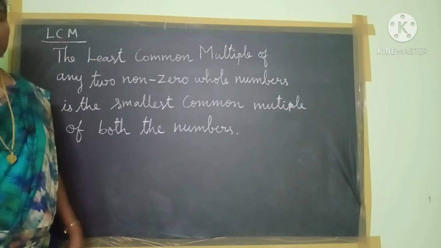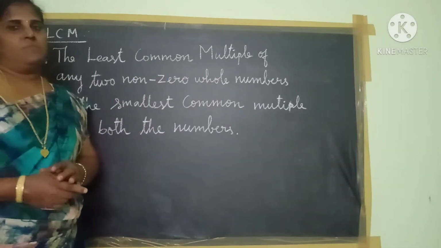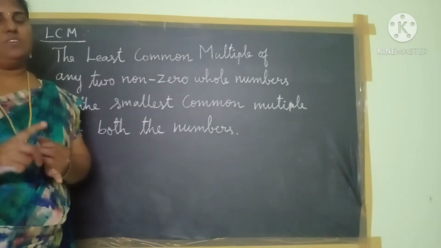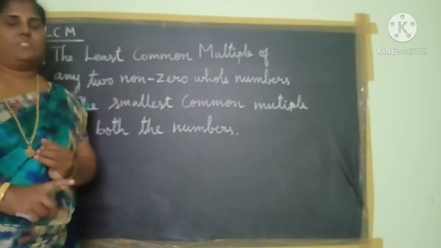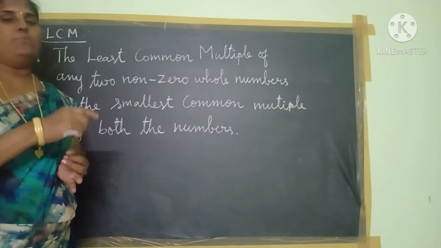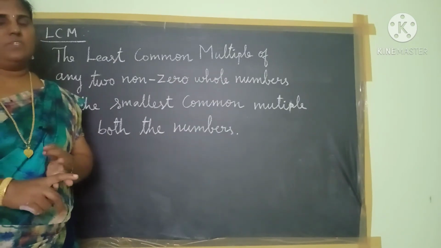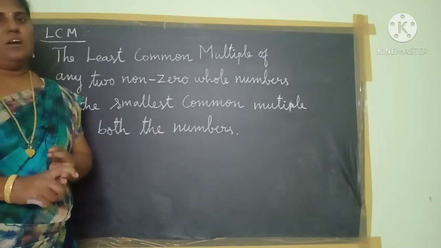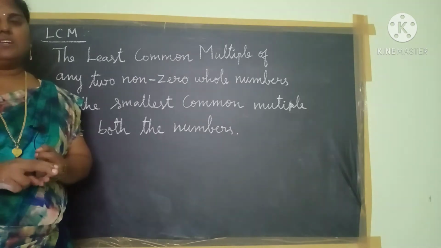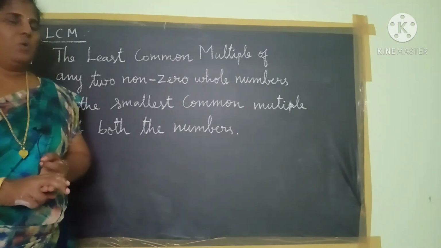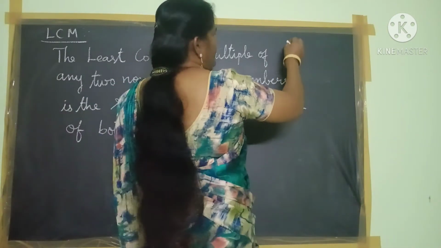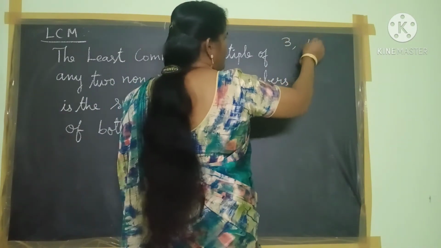So here also there are 3 steps. Step 1: first of all, list out the multiples of the given numbers. Step 2: next, mark the common multiples of both the numbers. And step 3: among the common multiples, which one is the least? Take that as the LCM. Okay children, now we will take one example. Find the LCM of 3 and 4.